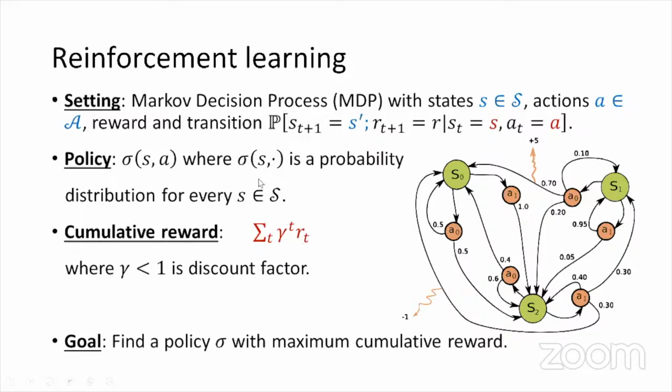And for any given policy, there is a corresponding cumulative reward. And the goal here is to find a policy sigma which maximizes this cumulative reward. Okay. So for every state, we want to find a policy, a probability distribution over actions, which eventually leads us to the maximum achievable reward. Okay.